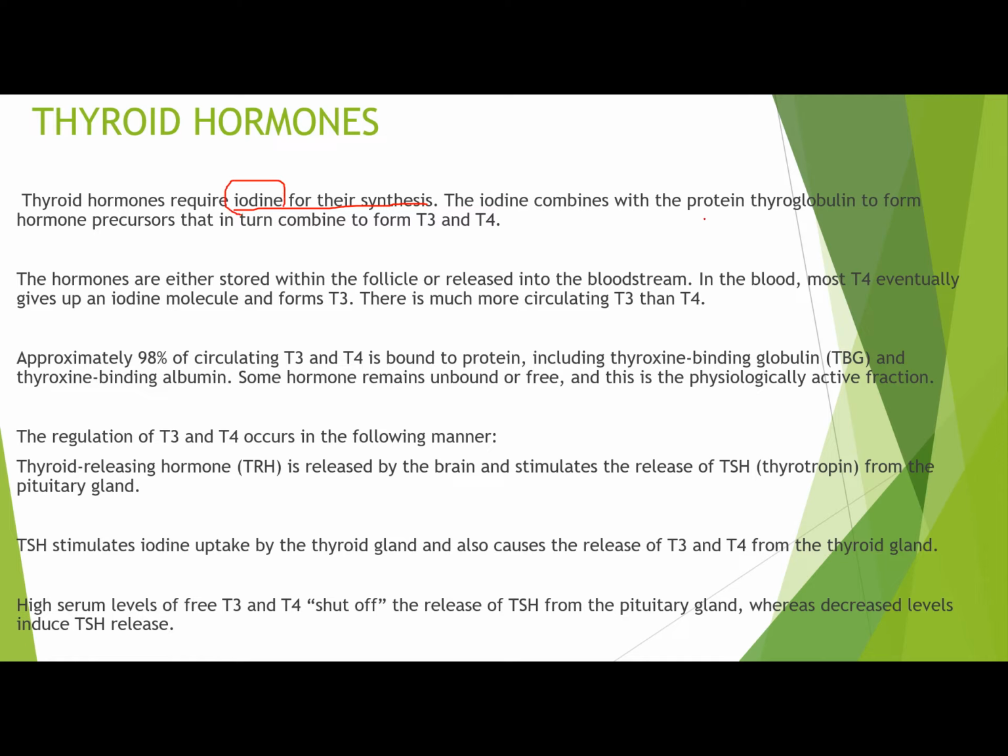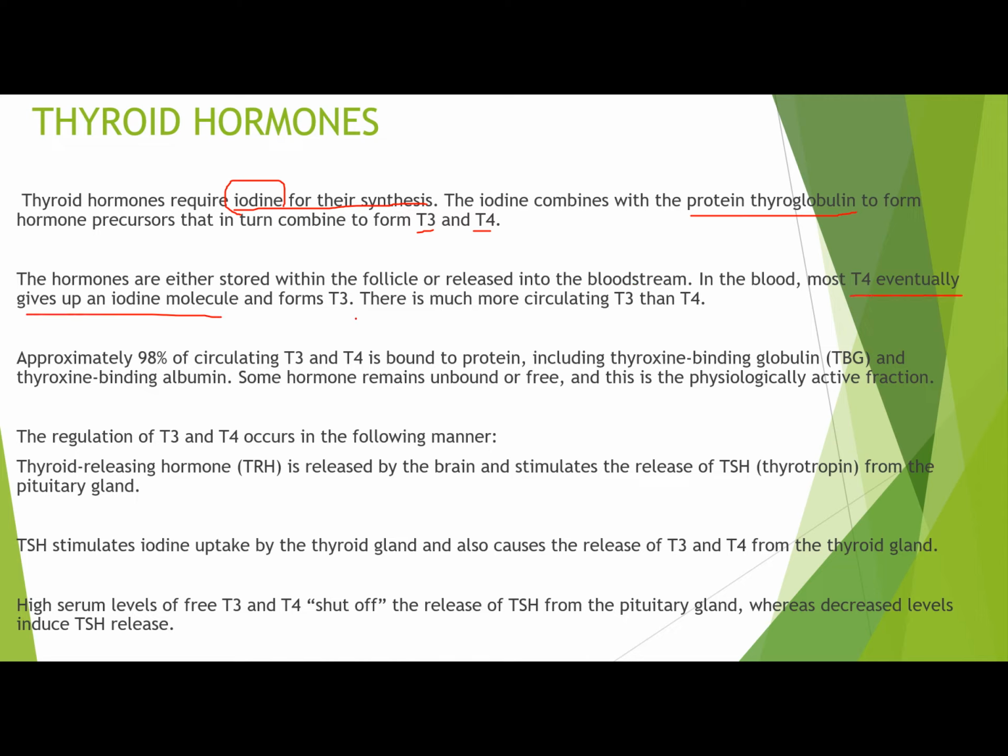Now, iodine combines with the protein thyroglobulin to form the hormone precursors that in turn combine to form T3 and T4. The hormones are either stored within the follicle or released into the bloodstream. In the blood, most T4 eventually gives up an iodine molecule and forms T3. There is much more circulating T3 than T4 class. Approximately 98% of circulating T3 and T4 is bound to protein, including yung TBG, TBA or thyroxine binding albumin. Some hormones would remain unbound or free, and this is the physiologically active fraction.